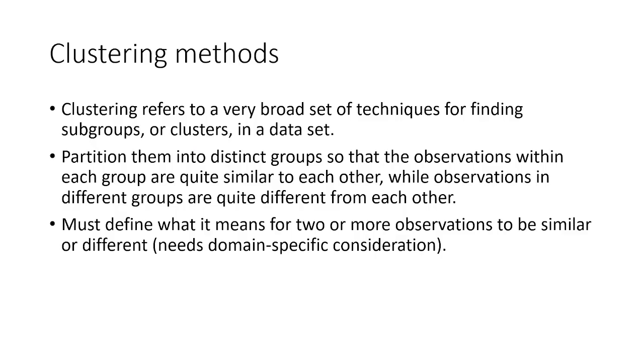So that was the principal components analysis. Now we would like to discuss clustering methods. When we talk about clustering methods, we refer to a very broad set of techniques for finding subgroups or clusters in the data sets. So the goal of the clustering methods is to partition the data into distinct groups so that the observations within each group are quite similar to each other, but they are different from individuals in other groups. So let's take the marketing example again here.